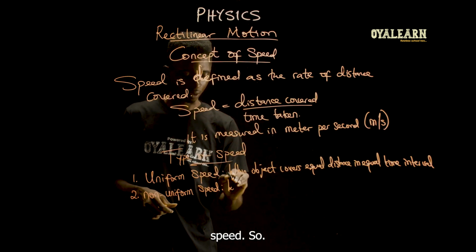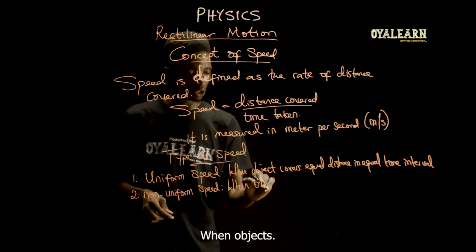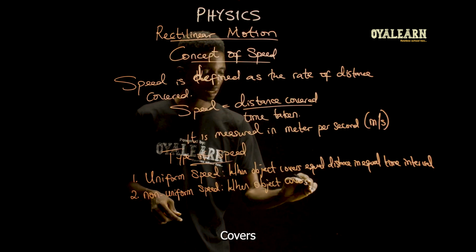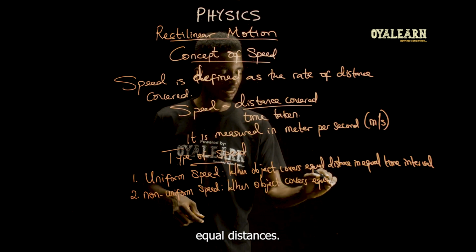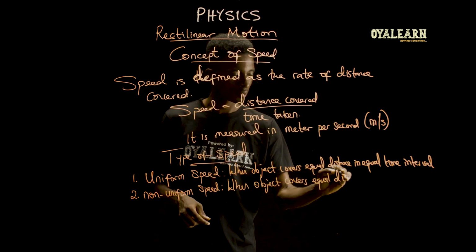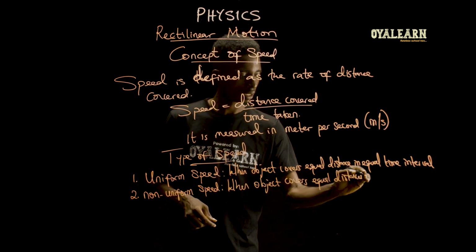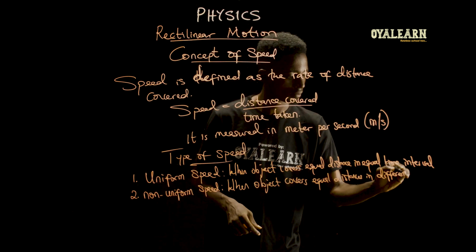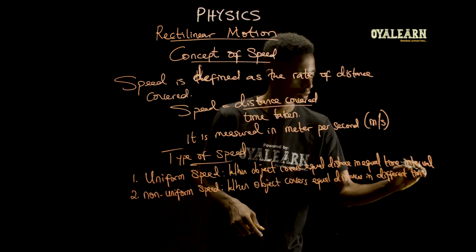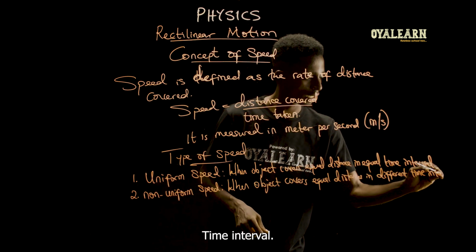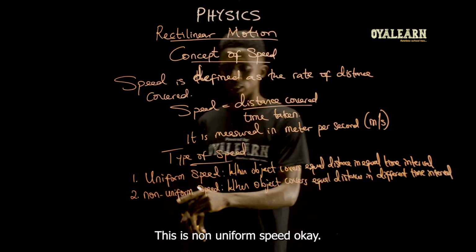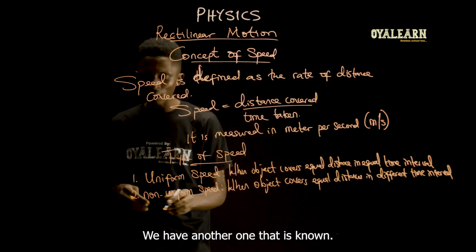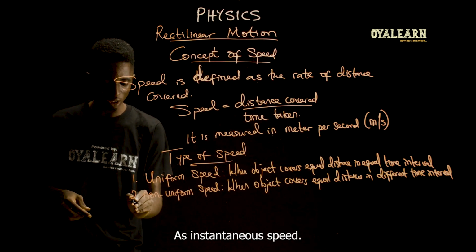So, when an object covers equal distances in different time intervals, this is non-uniform speed. Okay, we have another one that is known as instantaneous speed.